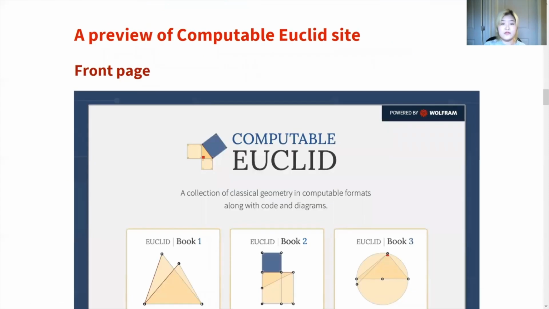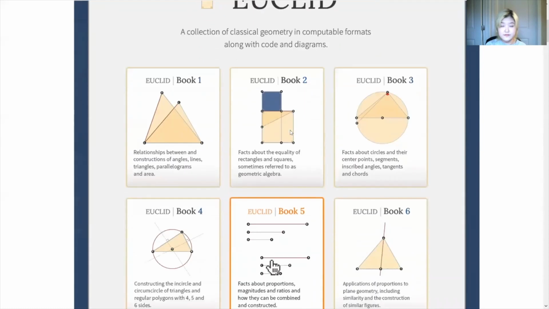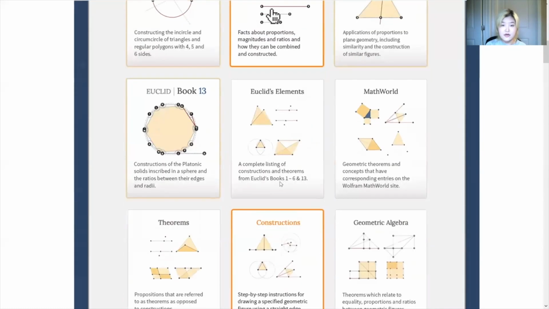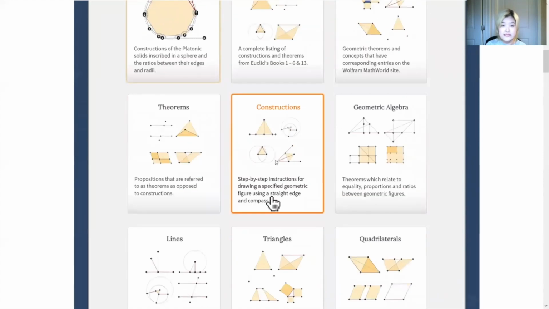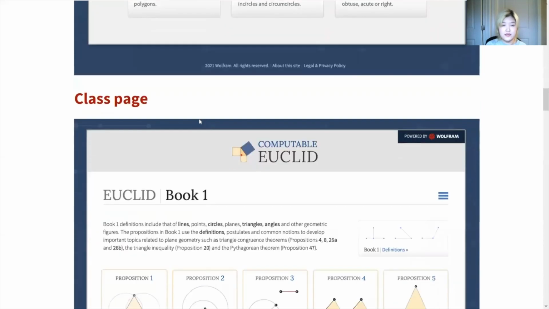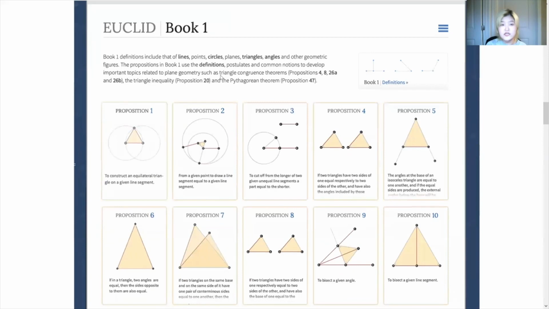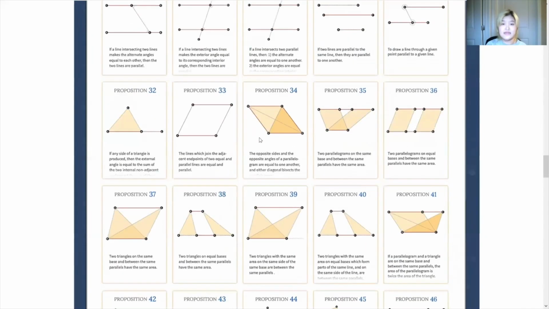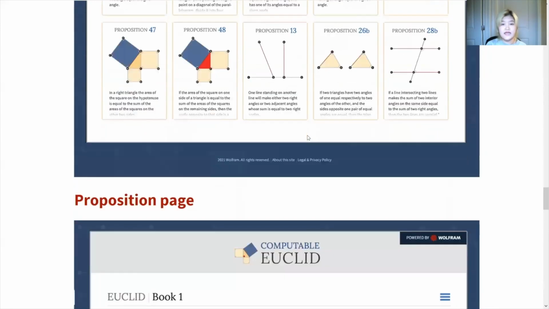So the second thing I wanted to talk about is the Computable Euclid website, which is a project we've been actively working on. And here I'm just going to show the design preview. This is the front page that has all the tiles of each of the books or classes we have. From one of these tiles, you can click it and it goes to the class page, which shows a short description, here for book 1, and then all the propositions that are included in this book or class.